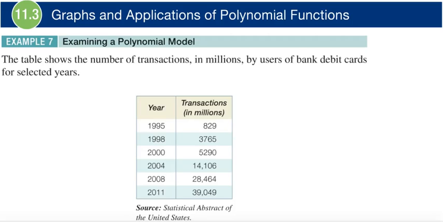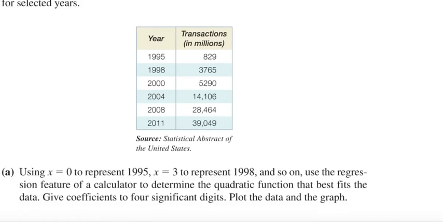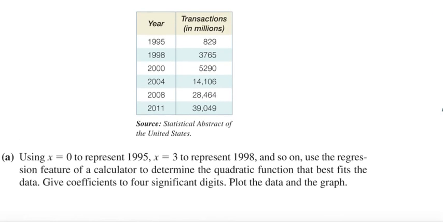Alrighty then, folks, here we are. We're going to complete this section with example number 7, examining a polynomial model. The table below shows transactions in millions by users of bank debit cards for selected years. As we can see, they have been increasing, at least from 95 to 2011. Let's look at the first part of the problem.